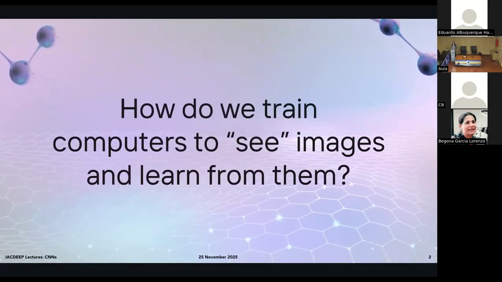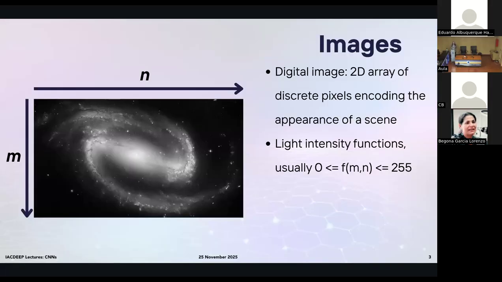This is where the field of computer vision comes in. How do we train computers to actually see images and learn from images? Just so that we're all on the same page, I wanted to do a brief overview of images, what they are. I'm sure most people here do more image processing than I do on a day-to-day basis, but just so we're on the same page, a digital image is basically a 2D array of pixels that encode the appearance of a scene.